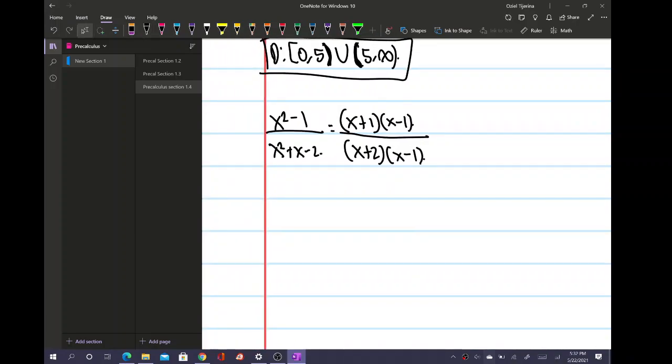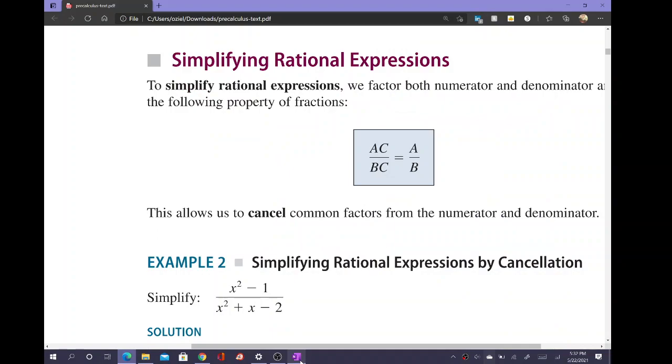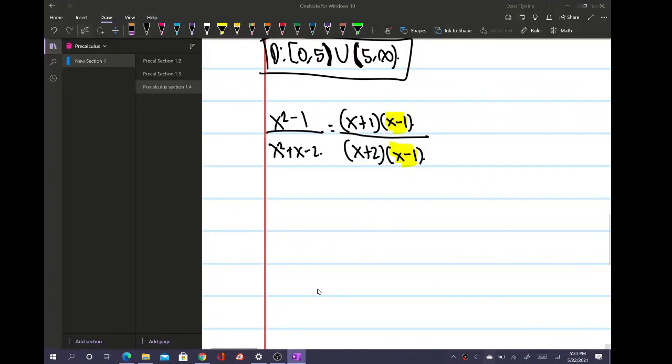So simplifying, notice how we have these two expressions. That's why they told us that AB over AC, or rather, what did they say? They said AC over BC.